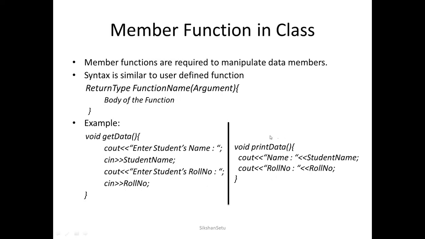I have taken another member function just to display this data on the screen. So I have defined one member function named print data. Again, the return type is void because it is not going to return anything, and the argument is also blank. What it does is only print the value of student name and roll number on the screen. So member functions are basically used to manipulate data members which we have taken in the class.